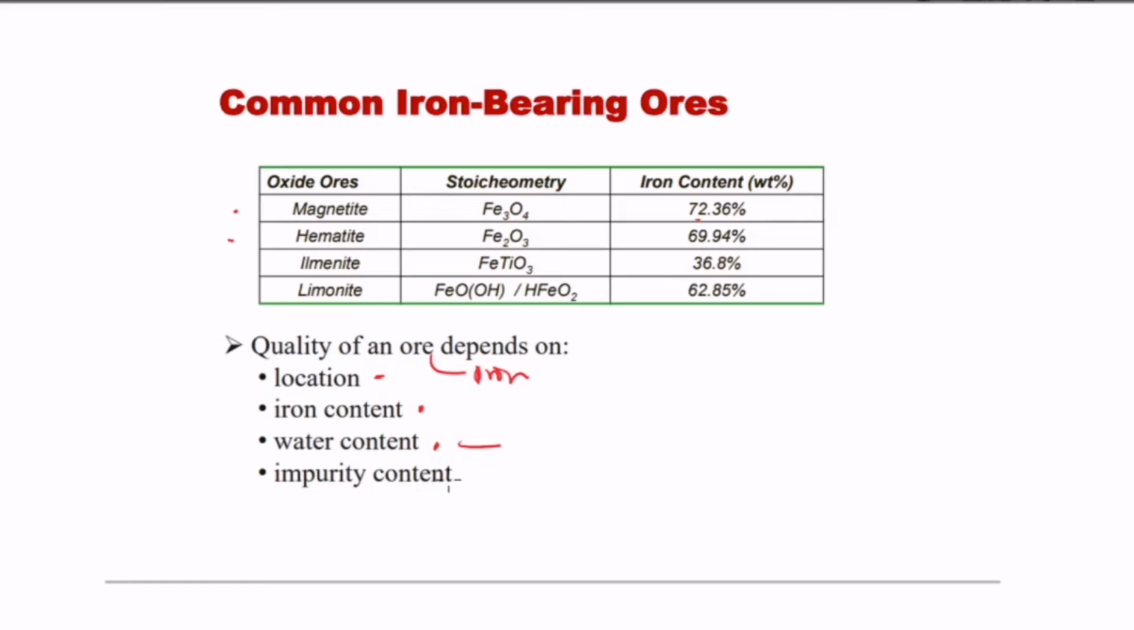Next, the impurity content. Impurities such as silica, alumina, phosphorus, and sulfur can affect the quality of an iron ore. Lower levels of impurities are desirable as they improve the efficiency of iron extraction, and it's very important. Let's take note of that.